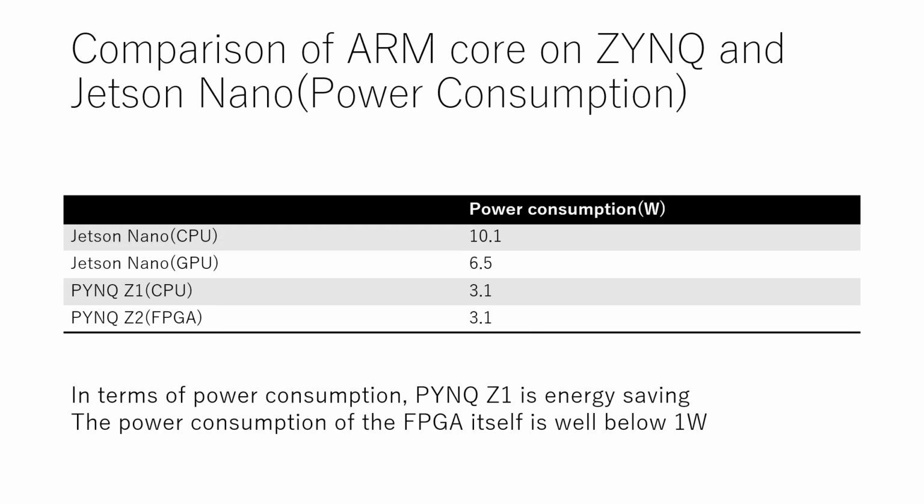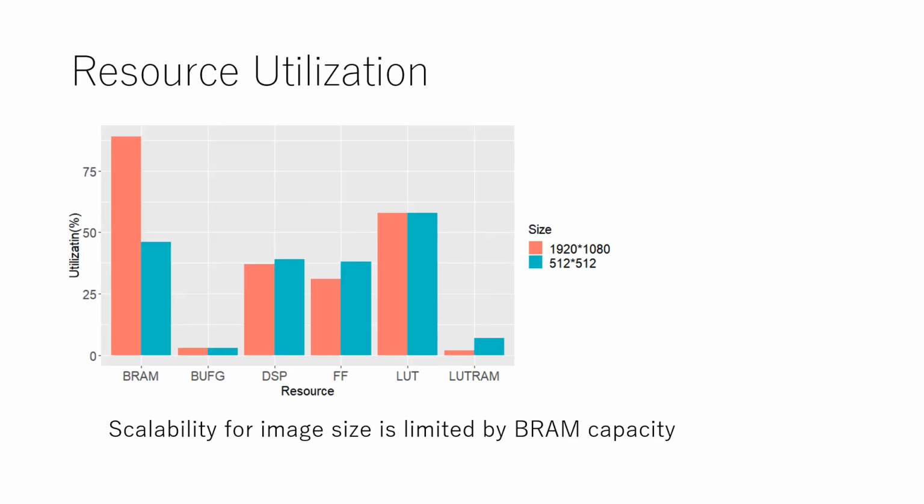This is the power consumption comparison. The result shows the PYNQ-Z1 is energy saving. Furthermore, the power consumption of the FPGA alone is much less than 1 watt. Next, resource utilization. This figure shows that scalability for image size is limited by VRAM capacity. Other resources are insensitive to changes in image size.